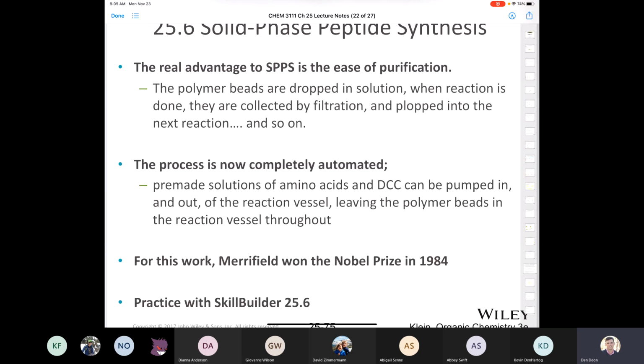And Merrifield won the Nobel Prize for this back in 1984. He synthesized ribonuclease, and it was really high yielding. It was like 17% after I don't know how many amino acids were added. And basically, the conclusion was the percent yield of every reaction was like 99% or something.